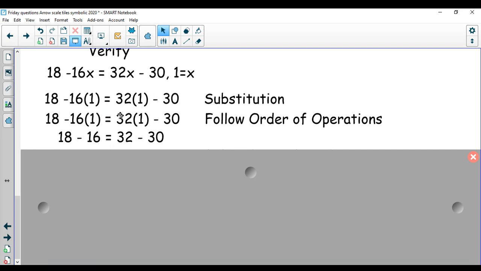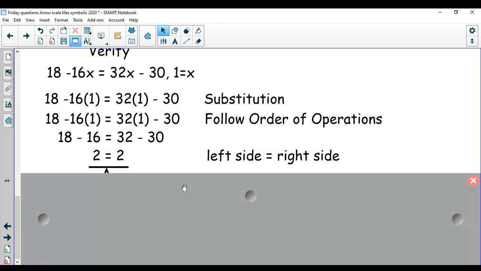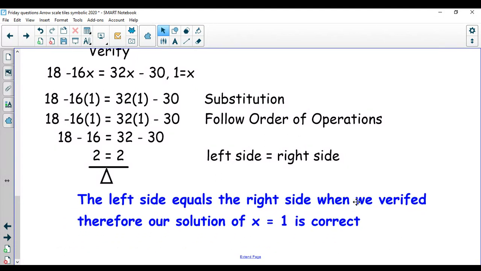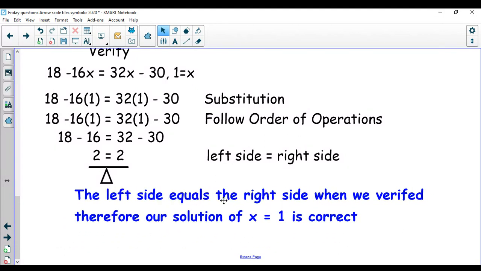16 times 1 is 16. 32 times 1 is 32. Now I just do my 2 subtractions. 18 minus 16 is 2. 32 minus 30 is 2. Left side equals right side. Now look at my statement at the bottom here. The left side equals the right side when we verified, therefore our solution of x equals 1 is correct.